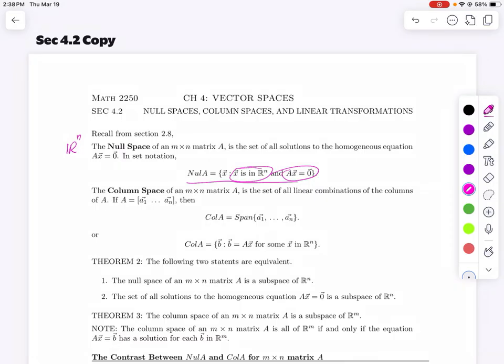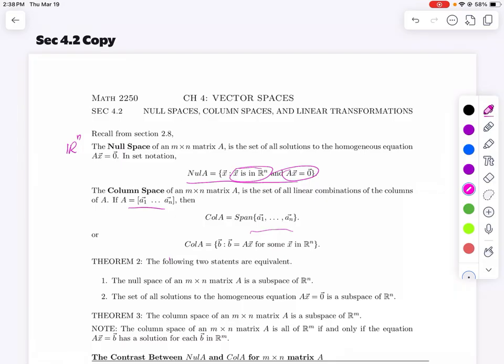The column space of the M by N matrix A is the set of all linear combinations of columns of A. Now, if we represent A in column notation, as we saw in chapter 2, I believe, then the column space of A can be called the span of A1, A2, up to AN. What does it mean by the span? Remember what type of vectors are in the span? They will be the linear combinations of these vectors, which are the columns of A.